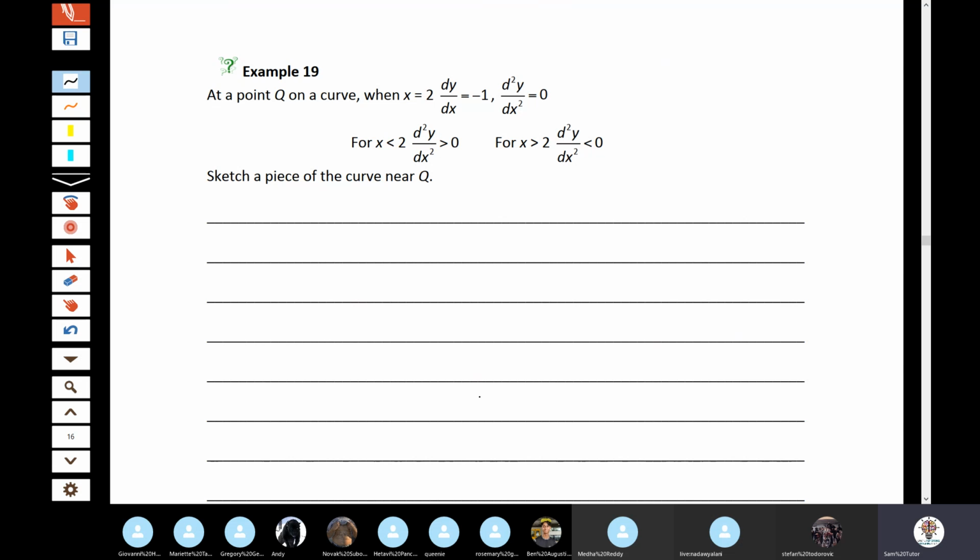Example 19. Again, don't look at it going, whoa. Just interpret what they mean. Novak, y dash, -1, what does it mean? Decreasing, less than 0, decreasing. Y double dash equals 0.